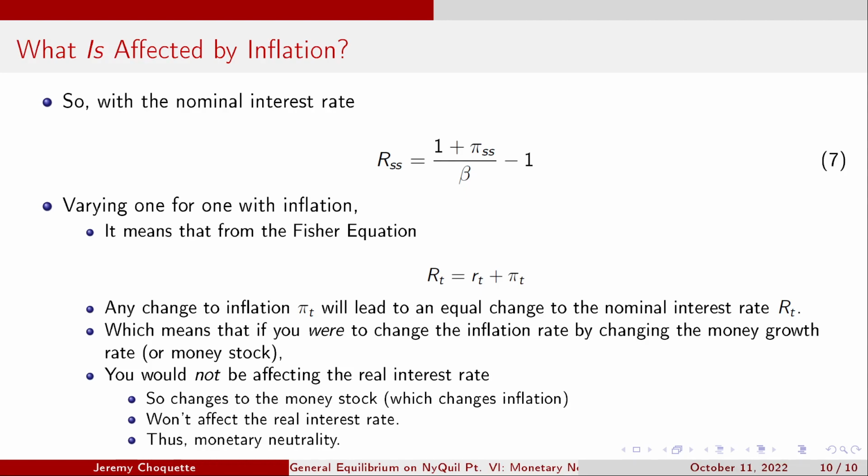Because if that real rate were to change, if there were some ability for the real interest rate to change given some change in the money growth or change in the money stock, that would transmit into the real economy via the real interest rate. But it's not. So because it's not, only nominal variables are affected, real variables are not affected. Thus, we have monetary neutrality.